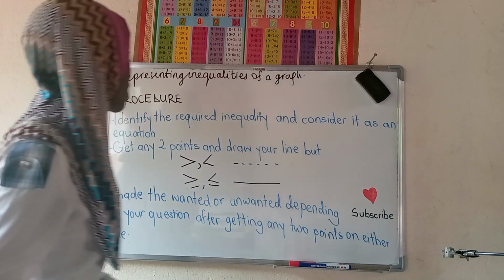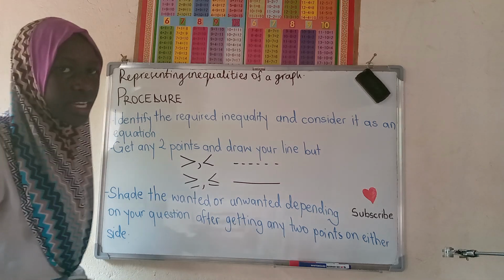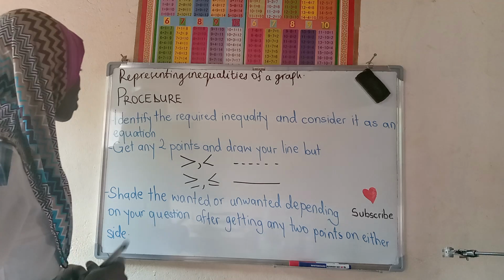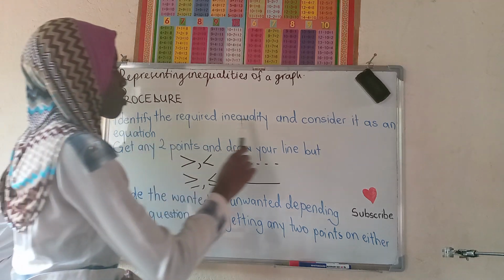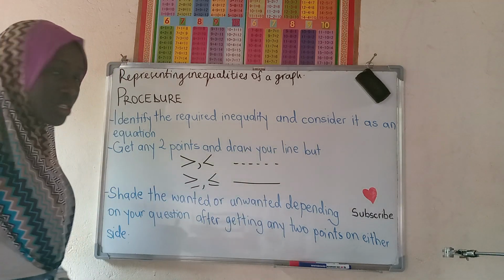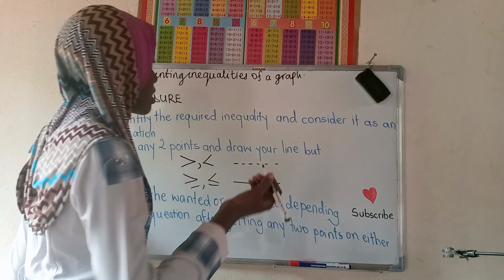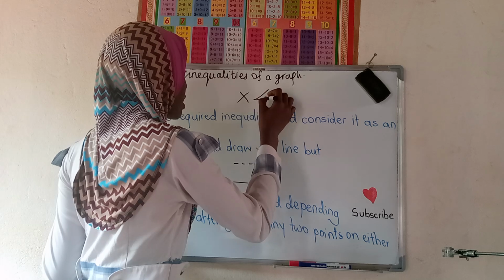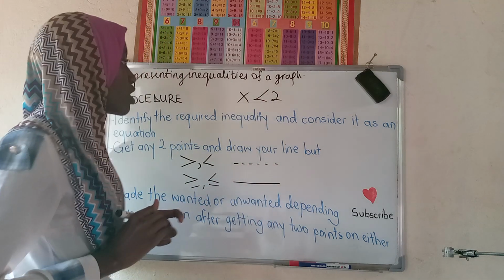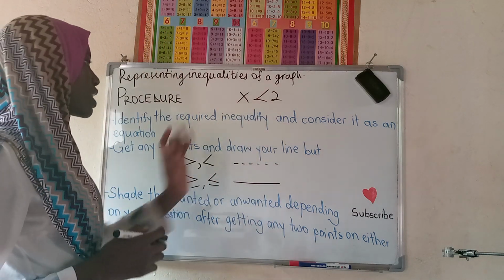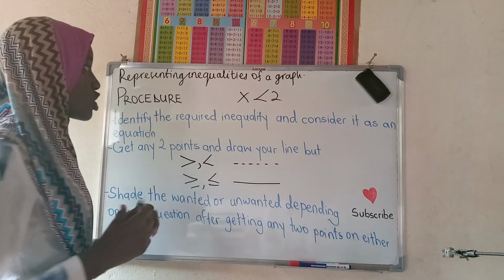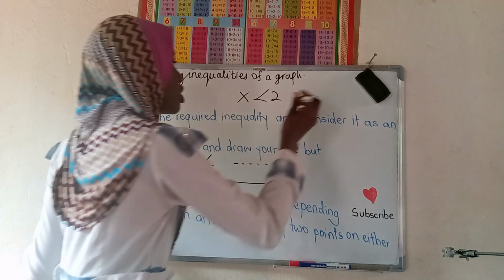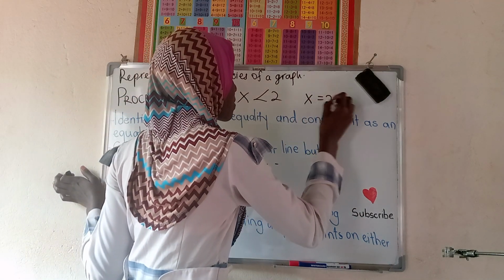Today we are going to be talking about representing inequalities on a graph. So we are going to just talk about the procedure for now. Identify the required inequality and consider it as an equation. So let's take an example. Your inequality was x is less than 2. So we are going to consider it as an equation. So where you have that symbol that represents the inequality, just take it to be an equal sign.